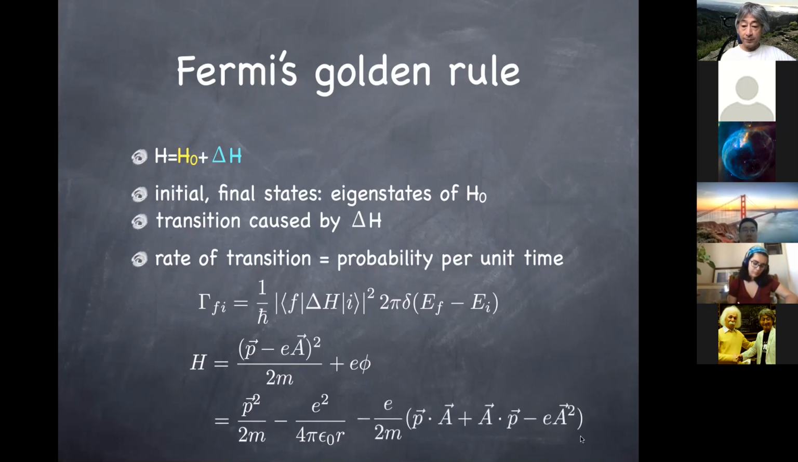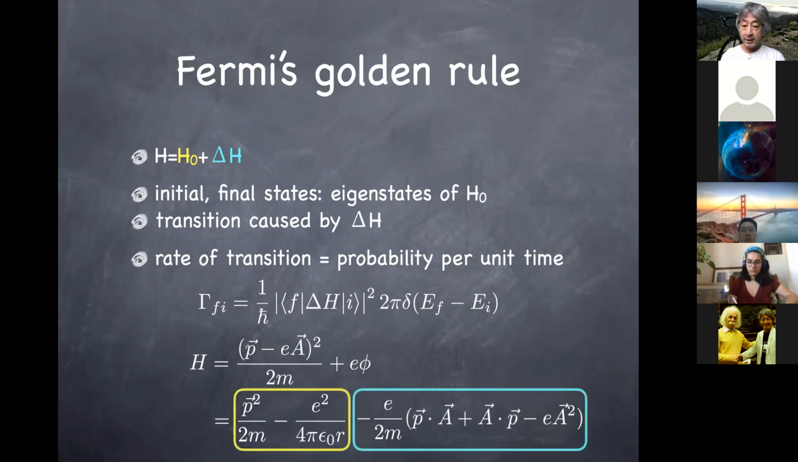But then comes the rest of the terms by expanding this (P minus eA) squared in the power series in A. So the piece linear in A are these two terms, P dot A and A dot P, and the piece that's quadratic in A is the last term, e squared A squared. So we identify this yellow piece as H naught, that's the unperturbed Hamiltonian, and the rest in cyan as the perturbation to the system.